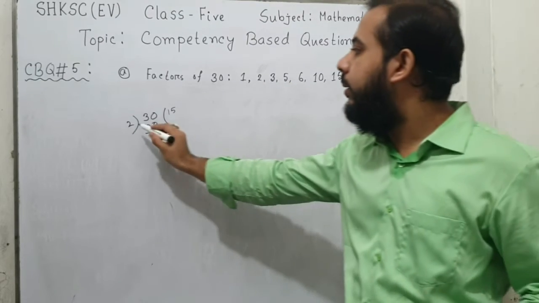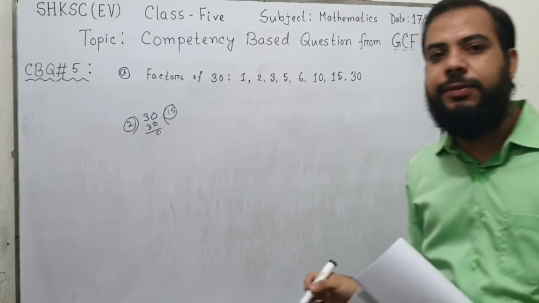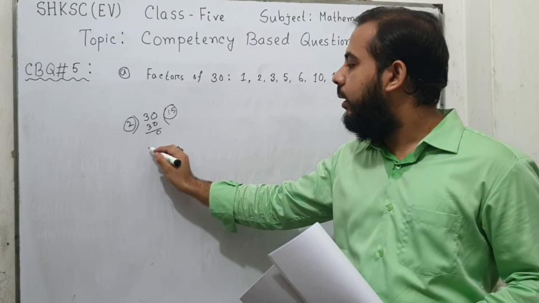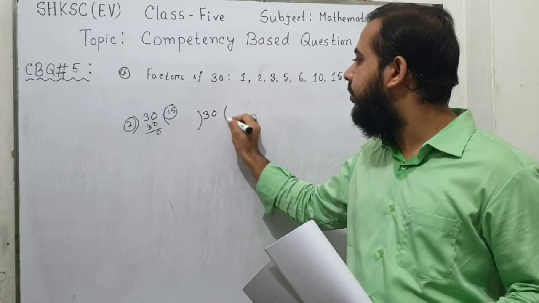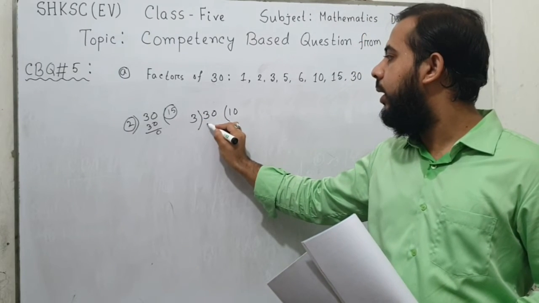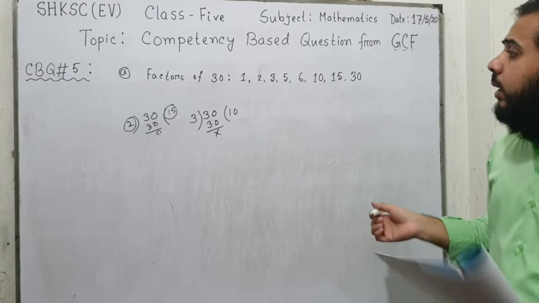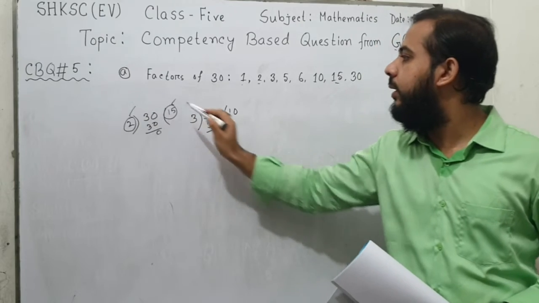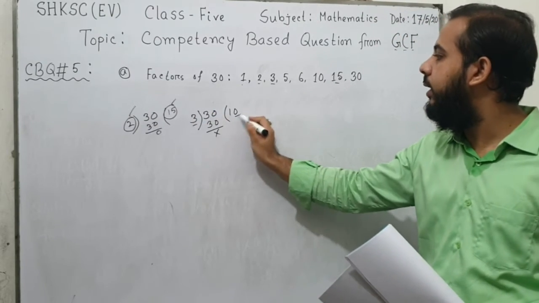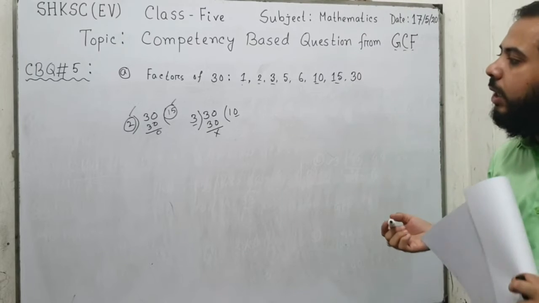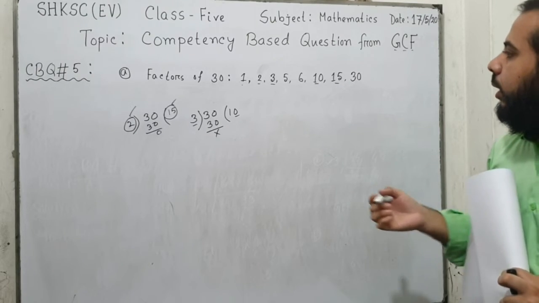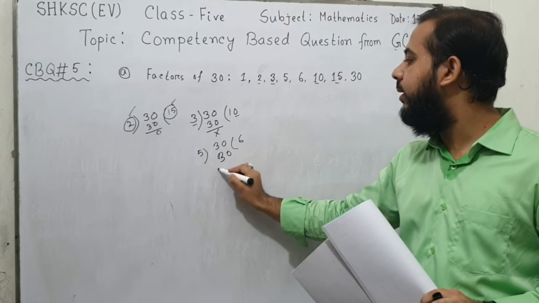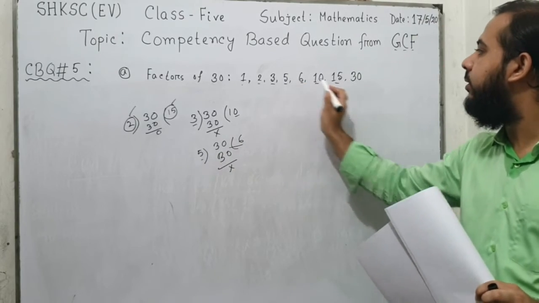In general, the divisor and the quotient are the factors of the number. If we divide by 2, we get the quotient 15. If we divide by 3, we get the quotient 10. So 2 and 15 are factors, and 3 and 10 are factors. If we divide by 5, we get 6. 5 sixes are 30, so 5 and 6 are the factors of 30.